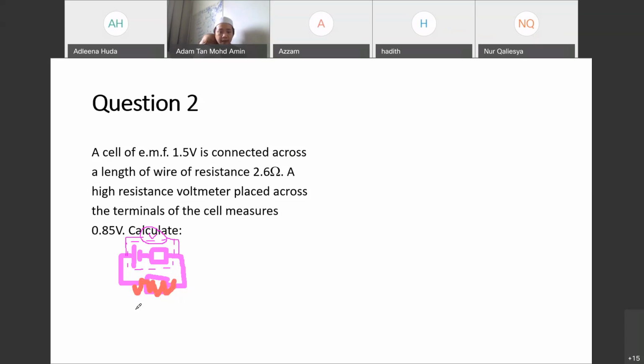It says high resistance voltmeter placed across the terminals of the cell. So terminals of the cell, not the terminal of the DC supply, but the EMF as a whole. So it will be here and also here. So here you will have positive and here you will have negative terminal. Okay, thank you very much. So here the value is 0.85 volts. Thank you for the label. And then this is 2.6 ohms.